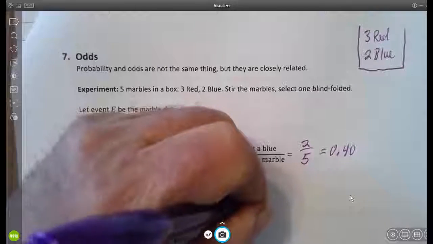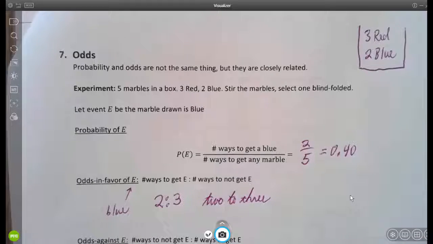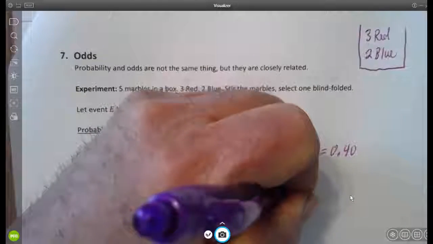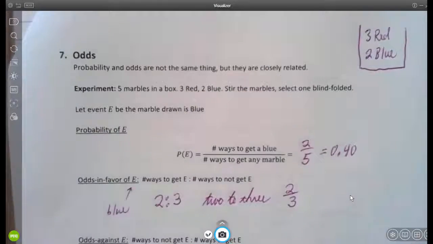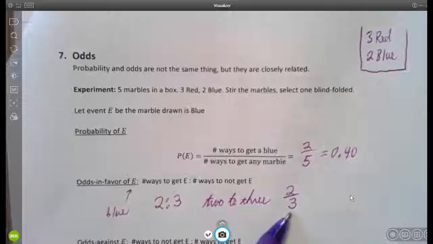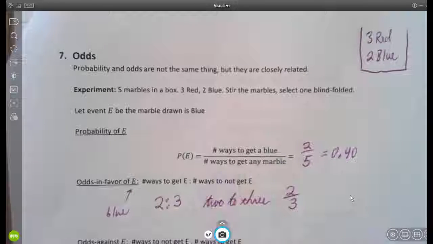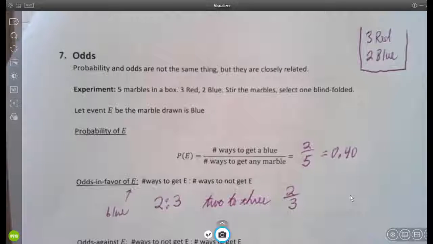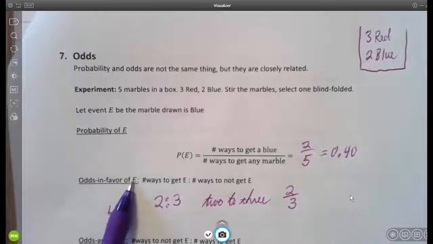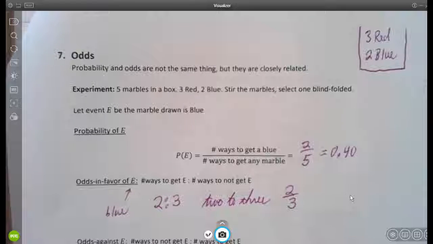or sometimes people will write it out, 2 to 3. That is also an acceptable way to represent the odds, and confusingly, sometimes this is written as a fraction of 2/3. So personally, I don't like this very well. I would prefer to reserve the fraction form for probabilities just to kind of help me keep straight of what I'm working on, but it's not wrong. If someone says the odds in favor of blue is 2/3, that's actually correct.